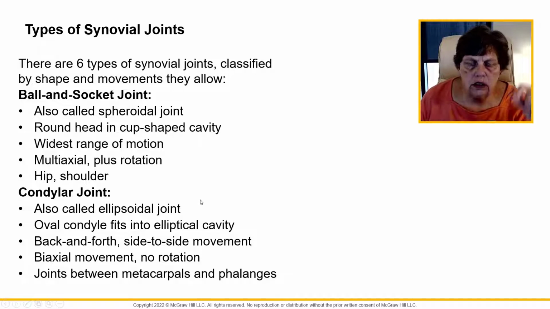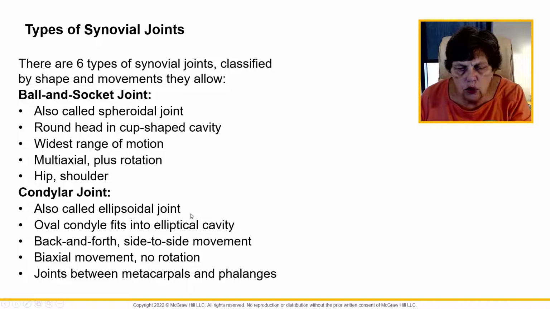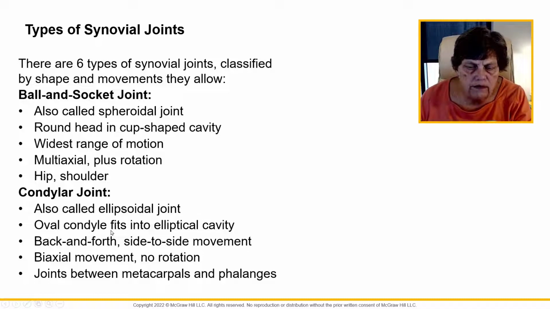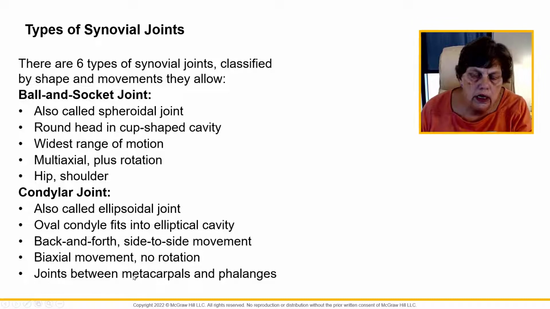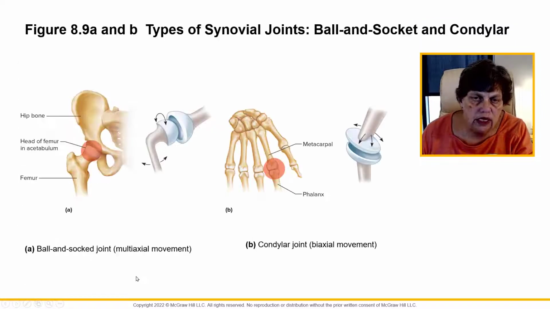The condylar joint is also called an ellipsoid joint. You have a condyle that fits into an elliptical cavity, and you can move back and forth and side to side, so it is biaxial. There's no rotation. This is the joint between the metacarpals and the phalanges.